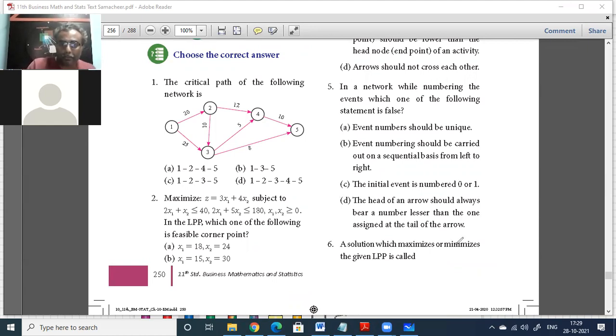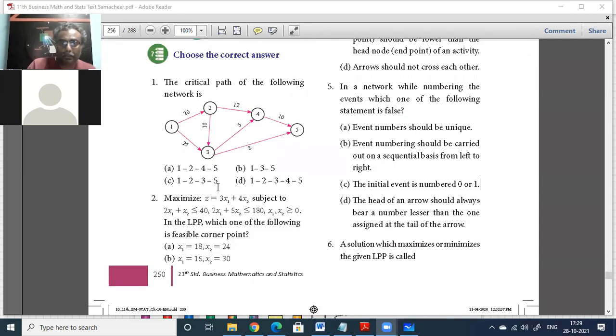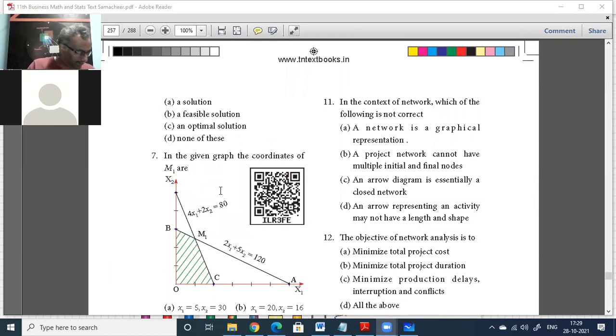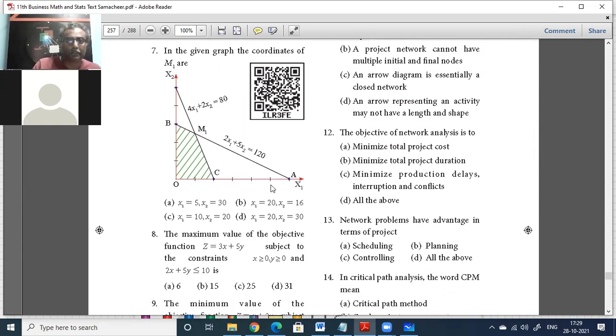A solution which maximizes or minimizes the given LPP is called an optimal solution. A feasible solution, a solution that maximizes or minimizes the given LPP. It's called an optimal solution, not just a solution, because it is maximizing or minimizing. Okay, it's an optimal solution. The seventh one is also a very tough sum. Why are they giving sums like this?